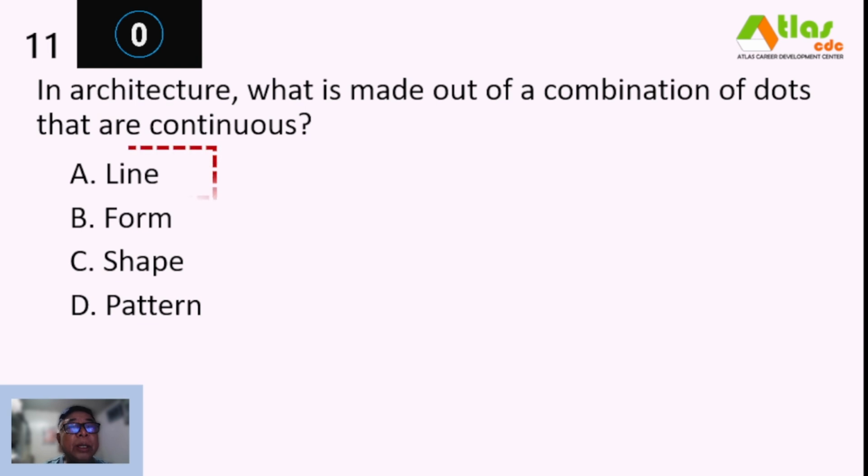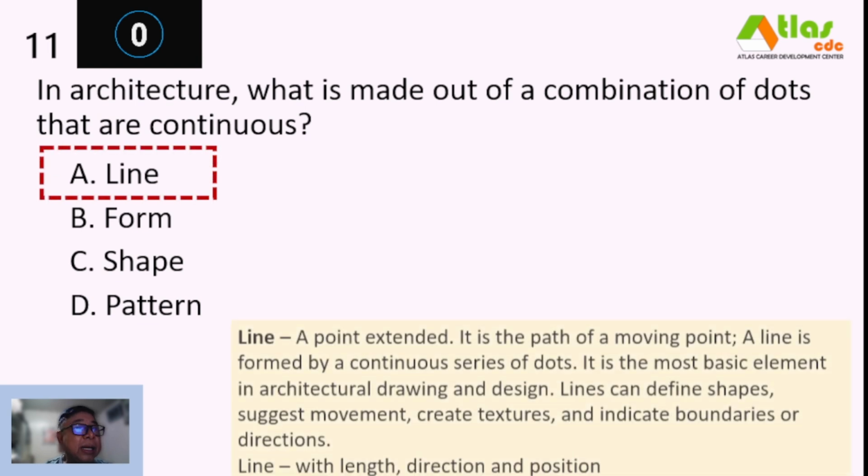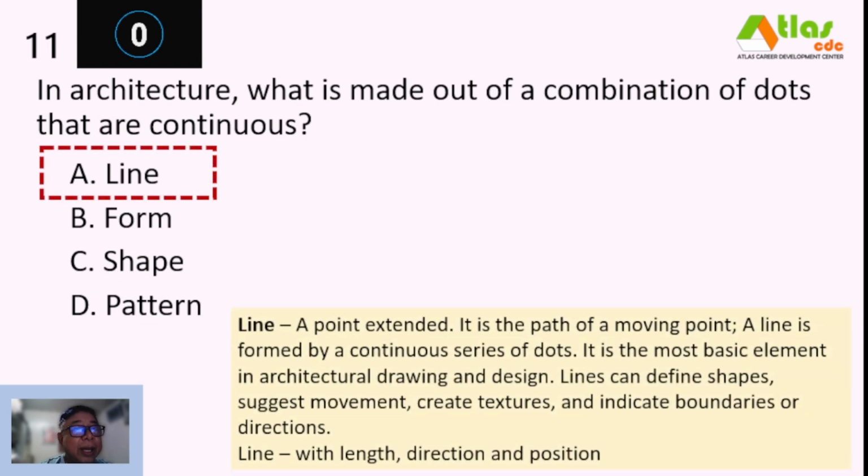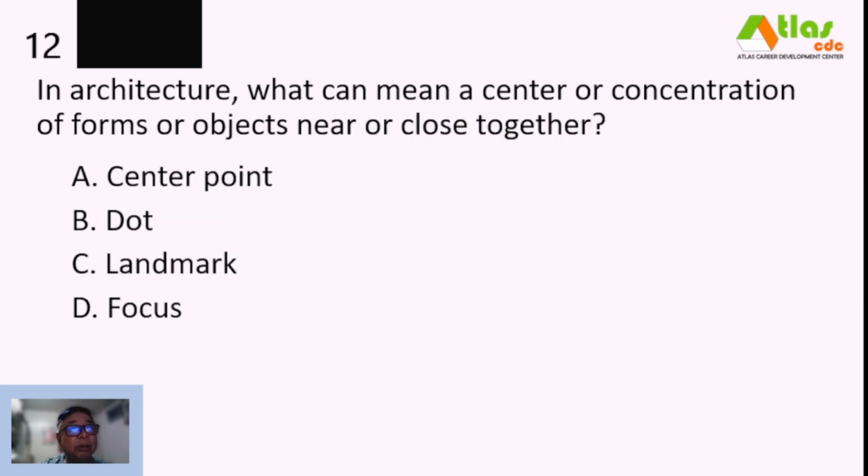And our correct answer is A. Line. So line is a point extended. It is the path of a moving point. A line is formed by a continuous series of dots. It is the most basic element in architectural drawing and design. Lines can define shapes, suggest movement, create textures, and indicate boundaries or directions. Line has length, direction, and position.